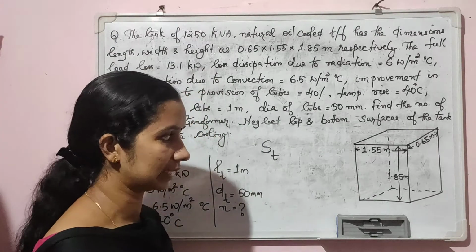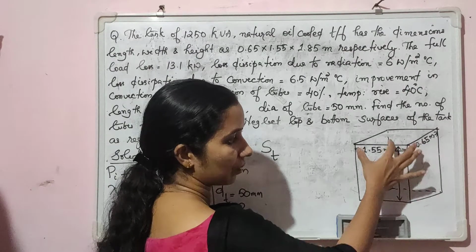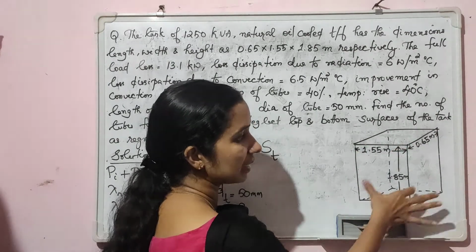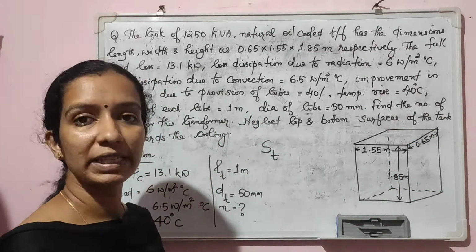So it will be somewhat like this. So this is one face and this is another face. This face and this face are similar. Similarly, this is the front face, this is the back face. These are similar. So let us calculate the area.